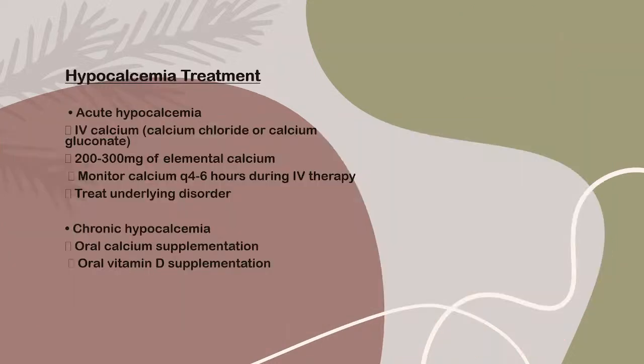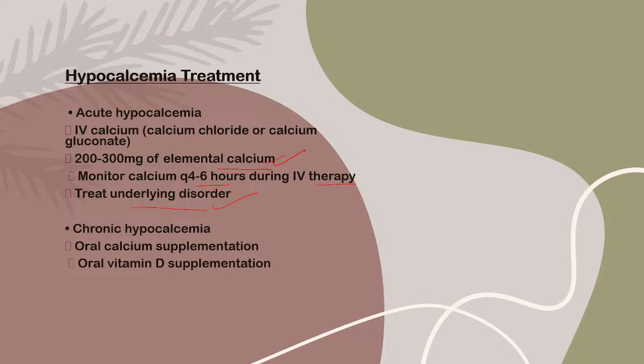Next is hypocalcemia treatment. Acute hypocalcemia we will treat with IV calcium, that is calcium chloride or calcium gluconate. 200 or 300 mg of elemental calcium would be given. Alright. Then monitor calcium every 4 to 6 hours during IV therapy and will treat the underlying disorder. So in acute hypocalcemia we will give 200 to 300 mg of elemental calcium and we need to monitor calcium every 4 to 6 hours during IV therapy.